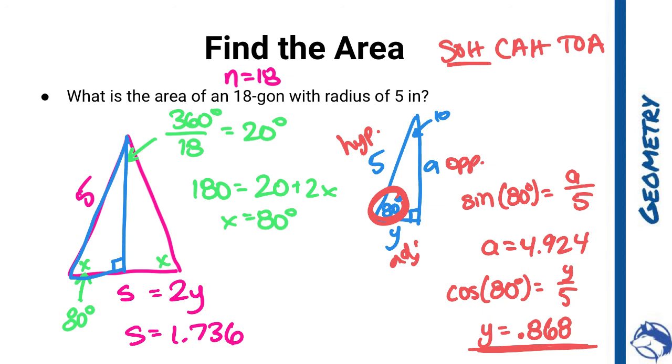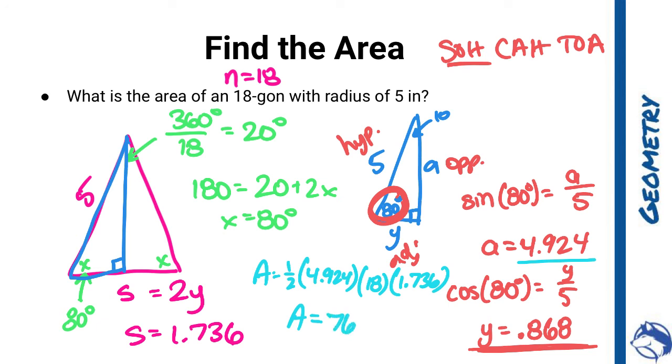So now all I have to do is just finish this off and say that the area is equal to 1/2 times my apothem, which I found was 4.924, times the number of sides, which is 18, times my side length, which is 1.736. And when I do that on my calculator, I'm going to get 1/2 times my apothem times 18 times my side length. And you should get 76.95. And the unit here that we're dealing with is inches, so it's got to be inches squared.